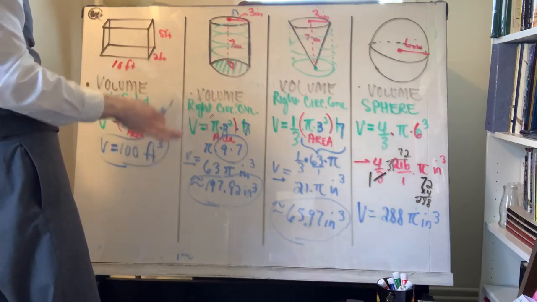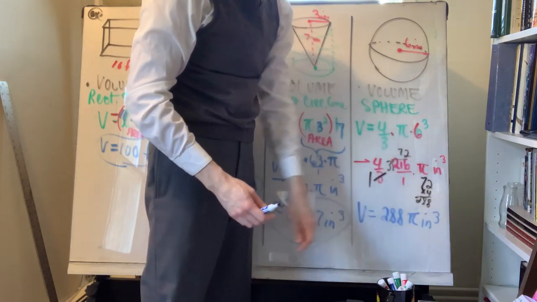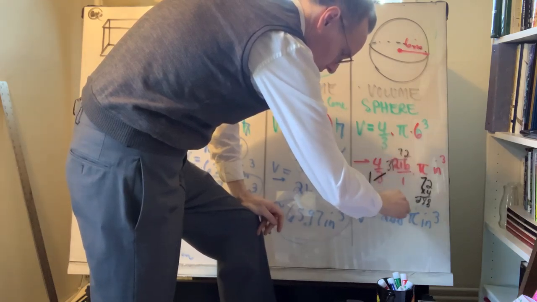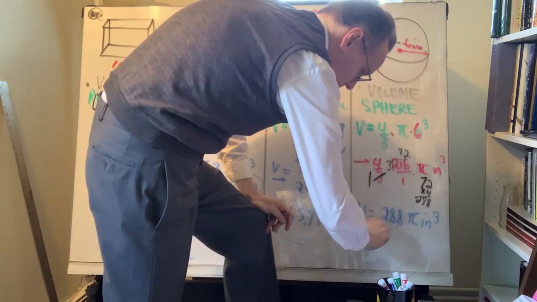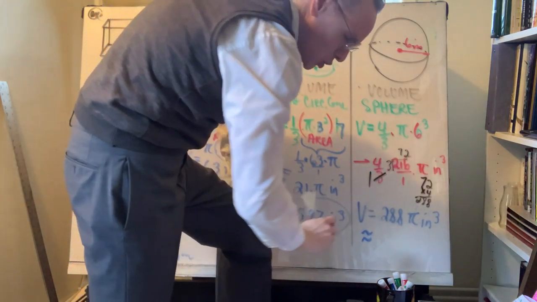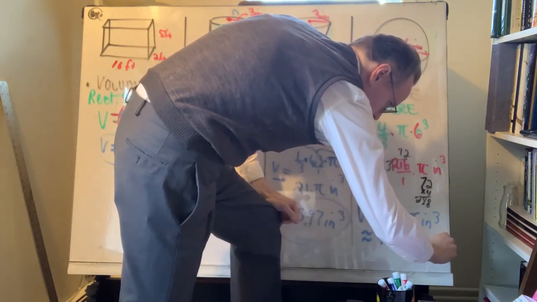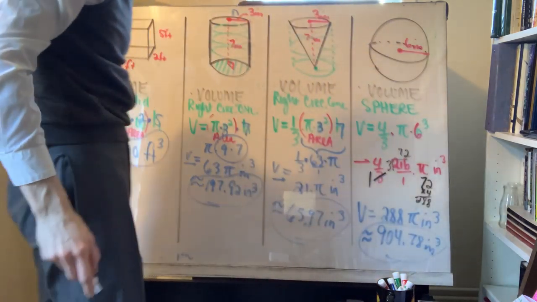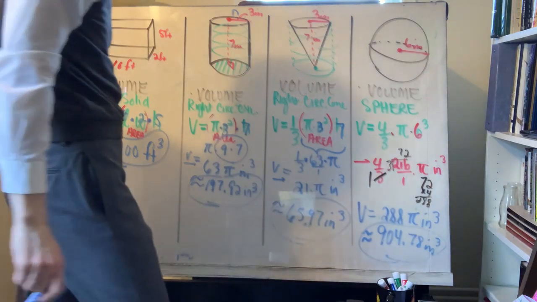That is the exact answer, maybe less satisfying because it's not a decimal, but it is nonetheless the way that preserves all of infinity. If you're going to round it, you would multiply 288 times pi with your calculator's high degree of precision and then round it to the hundredths place. So you should get something like 904.78 inches cubed. Okay, so the volumes are 100 feet cubed, 197.92 inches cubed, 65.97 inches cubed, and 904.78 inches cubed.